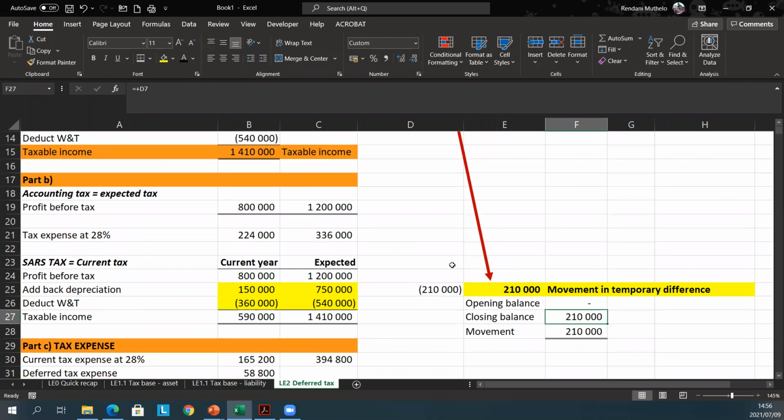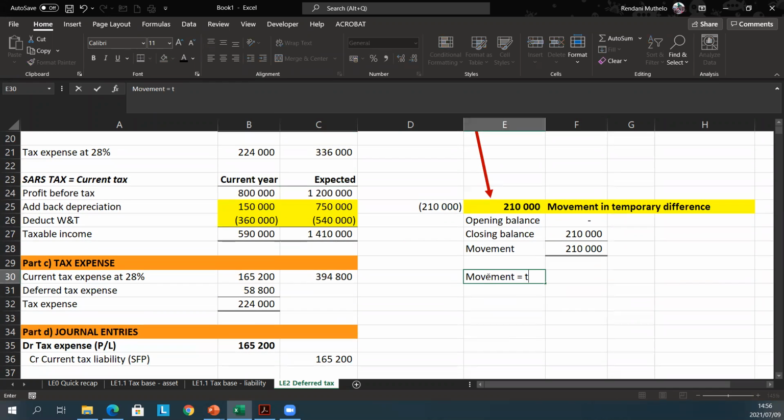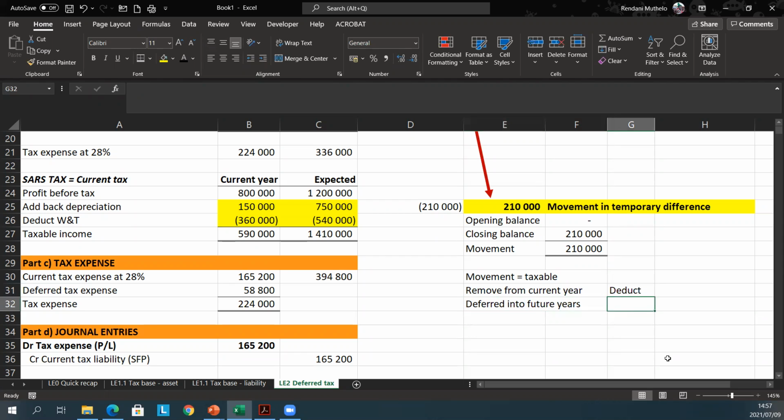But before we move, we notice that in the current year, this movement actually was deducted. Is that how it works? If the movement is taxable, it means that we are removing it from the current year and we defer it into future years. So we remove it from the current year, and when we do that, we deduct. And in the future years, we add. But in most cases, we are focused on just doing the accounting for the current year. I just wanted you to see how it works. So it's a timing difference.